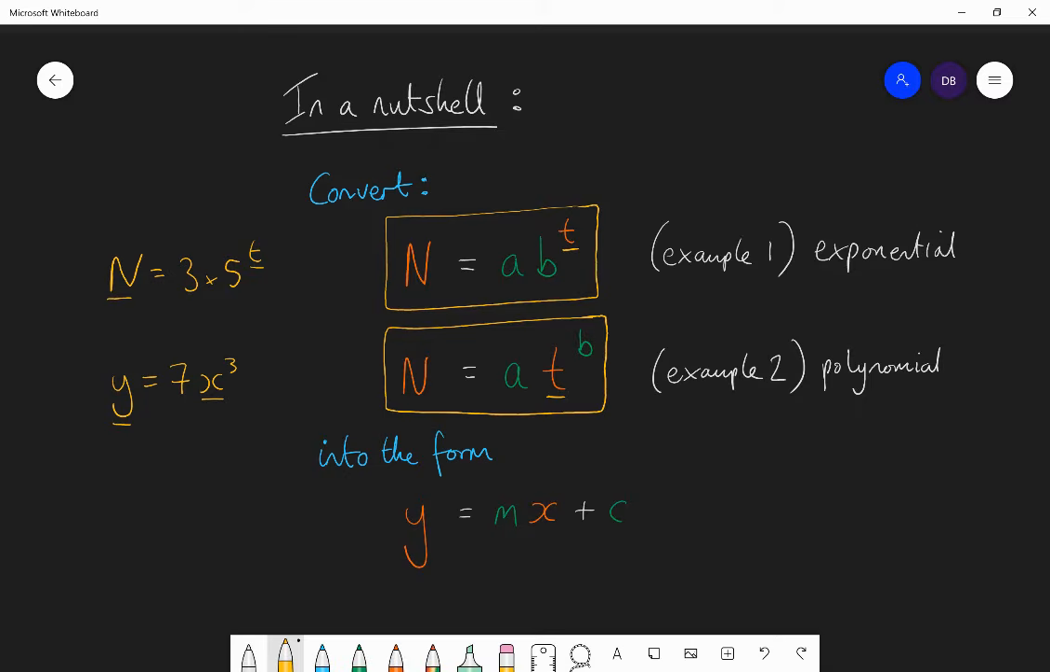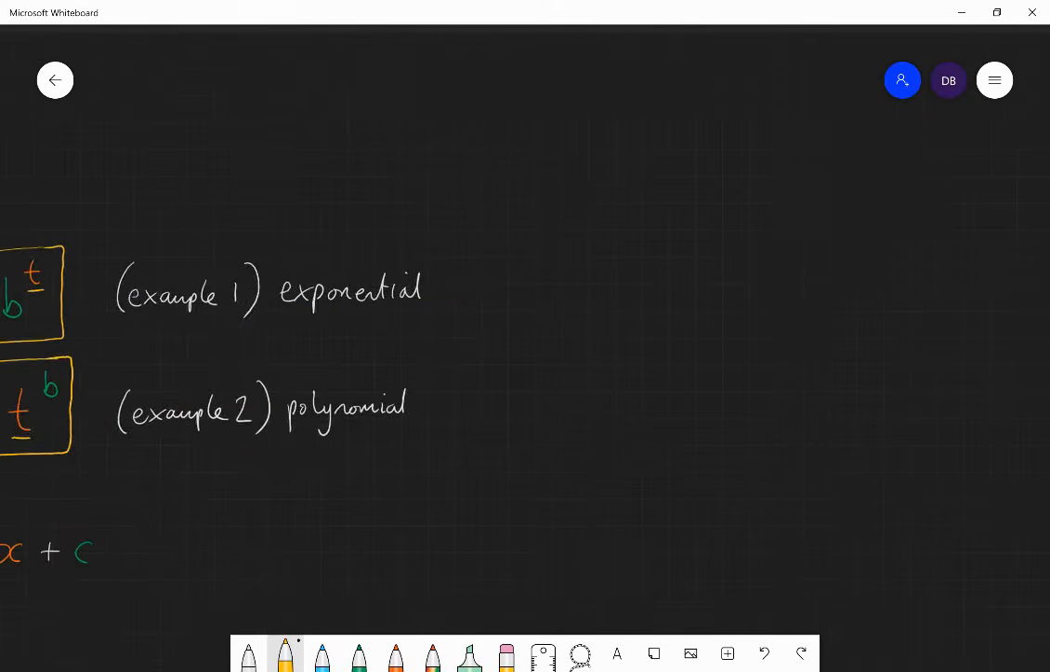Okay, so I'm going to teach you with two different examples how to convert these sorts of equations into linear forms so that then you can graph them and show definition over a long period of time because it'll turn into a straight line. Okay, so let's have a look at the first example.